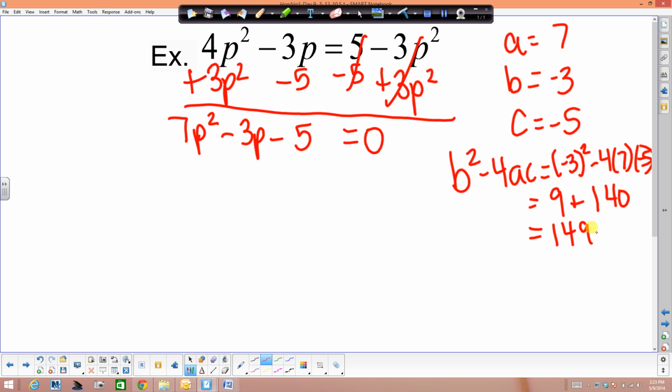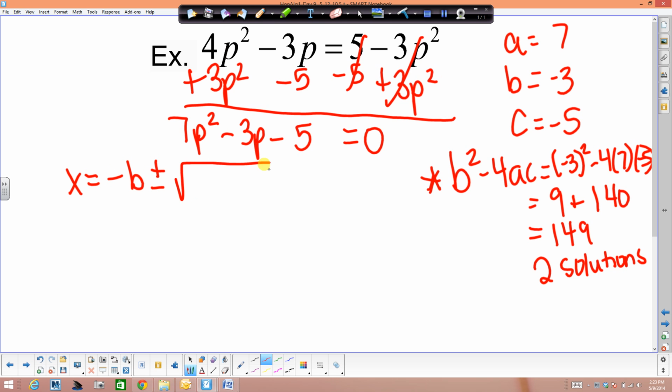So from that we know, since this is a positive number, that there should be 2 solutions. And so when we work this out, if we were to only get 1 solution or no solutions, we know we did something wrong, either in finding b squared minus 4ac or in our work actually working out the quadratic formula. So we got negative b plus or minus the square root of b squared minus 4ac all over 2a.